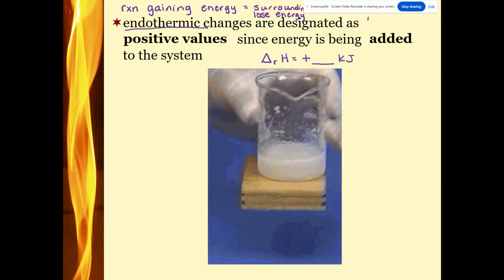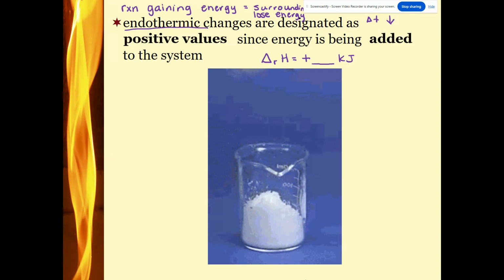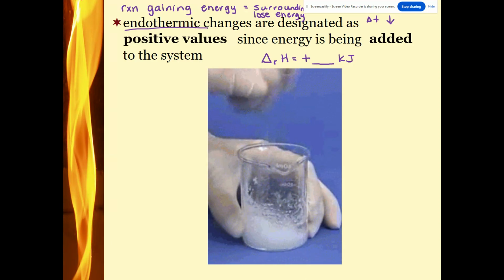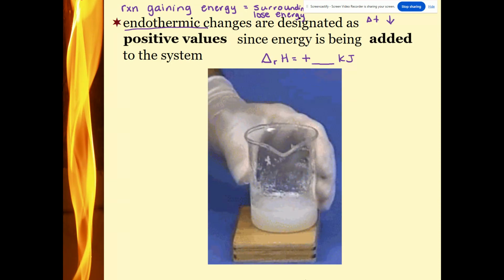That means that the temperature change of the surrounding environment is going to decrease. It's going to go down. As the system gains that energy, it removes it from the surrounding environment. Okay, so if you were to feel this on your hand, it would feel cold.